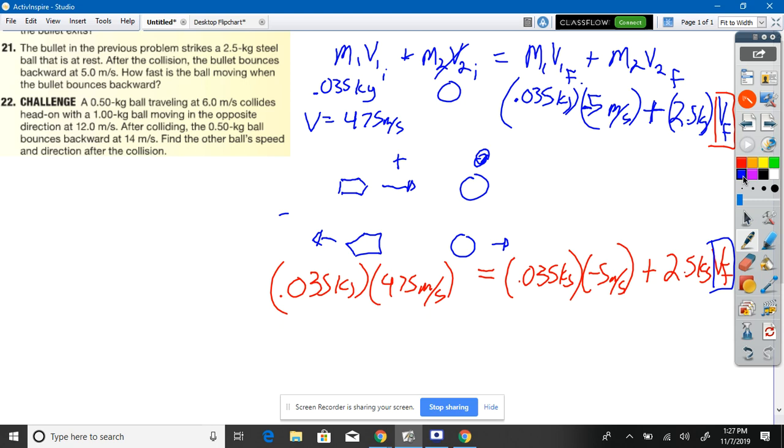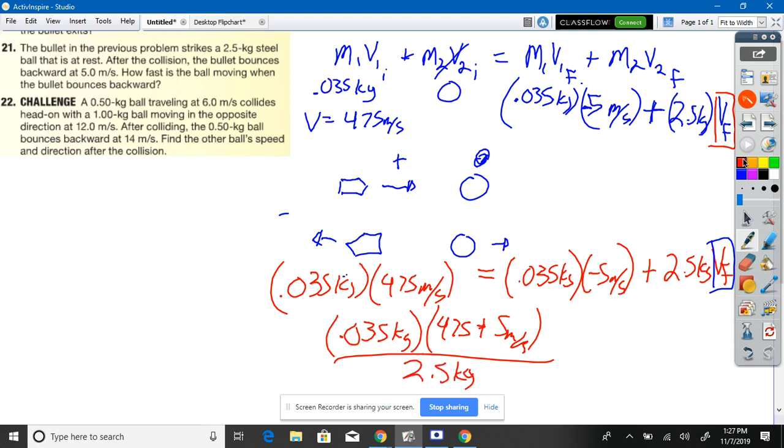Check this out. Can we get rid of this and this? We can. We can get rid of the 0.035. Why not? If you want me to do it this way, 475 meters per second plus 5 meters per second divided by 2.5 kilograms. Because the kilograms factor out, right? You see that?